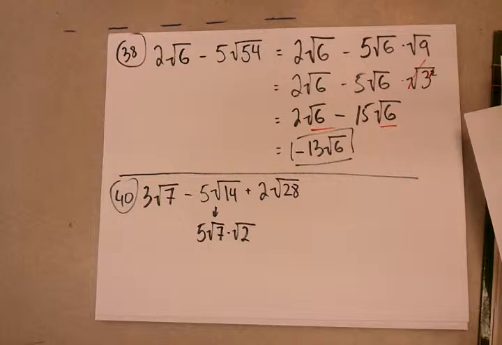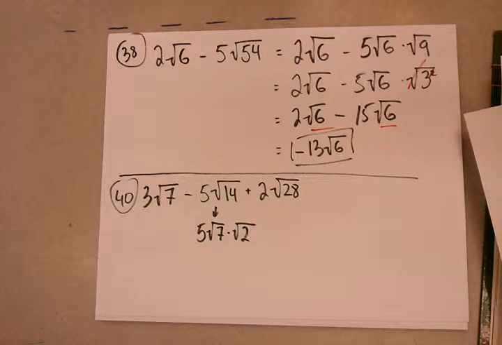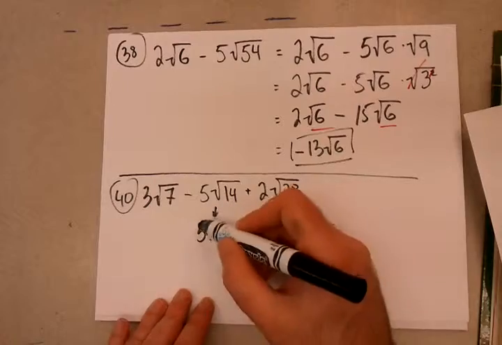Looking at this for a bit more, I don't think there's anything we can do here. So I think that 5 root 14, it's just going to stay there. Yeah, there's nothing we can do there. So we're going to ignore that middle term for right now. We're going to leave it as is. So forget we did this work here.